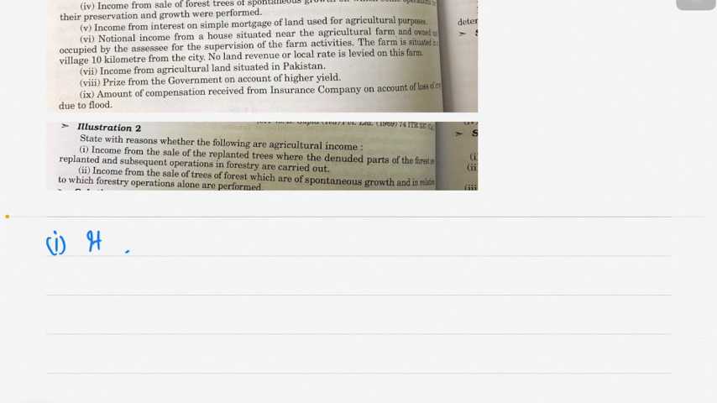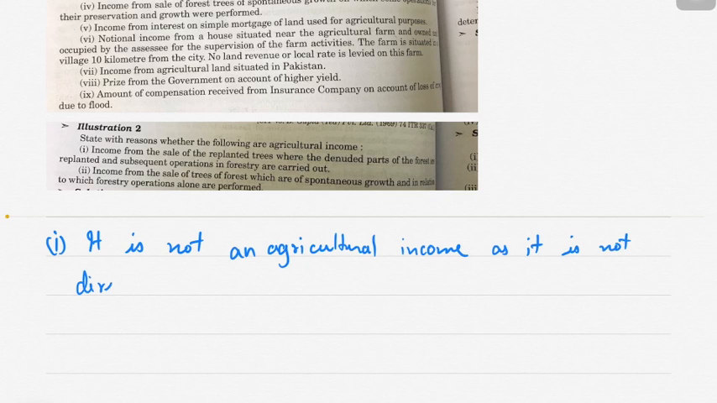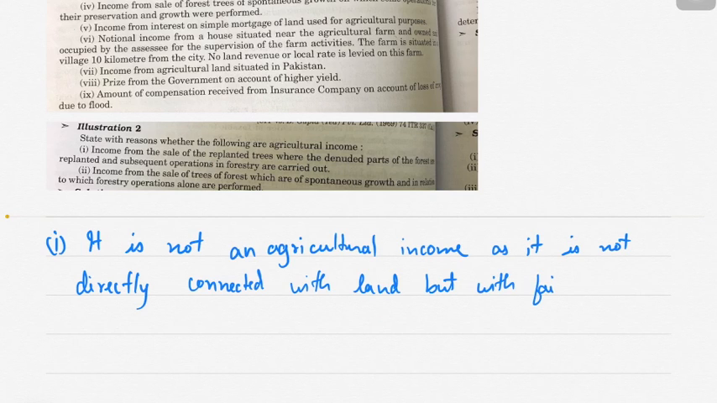So write down, it is not an agricultural income as it is not directly connected with land but with failure to pay the rent in time.